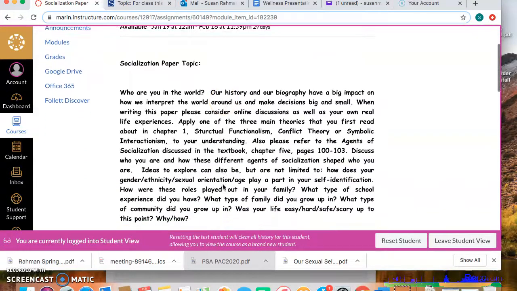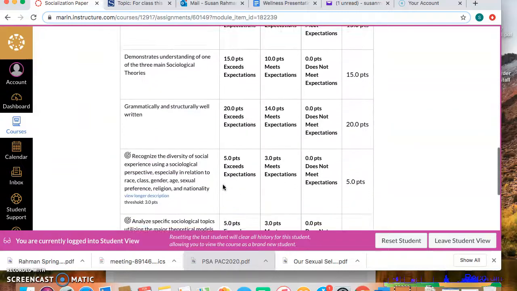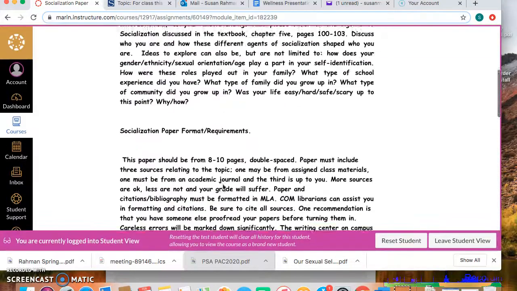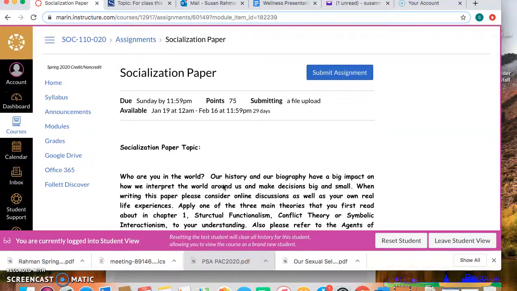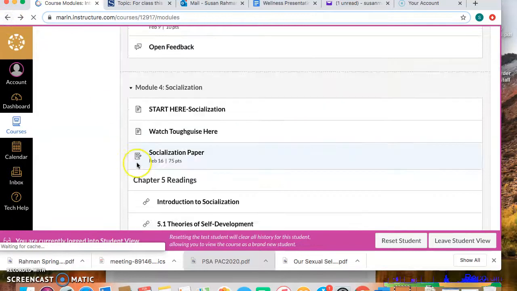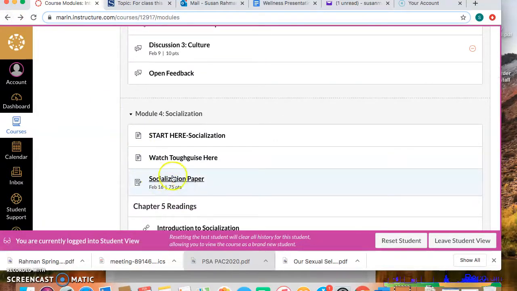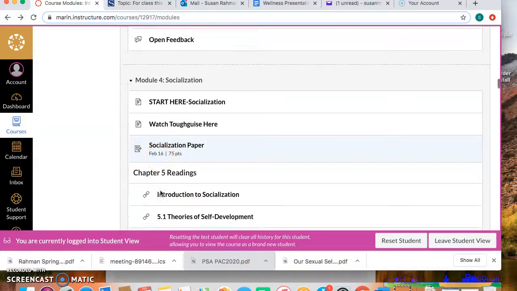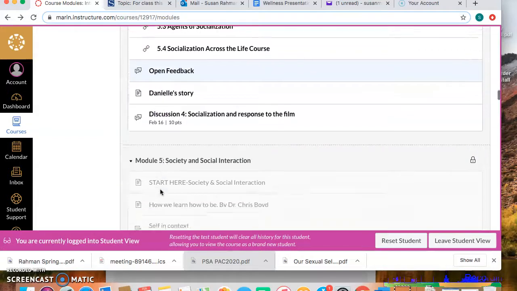I want to touch base with you about what's going on this week. And so, what you have to do this week besides a normal post is your socialization paper. So, when you're on the modules, you can see the paper is right here. It's 75 points and it's a big part of your grade and it's due February 16th. So, please make sure that you get it done.